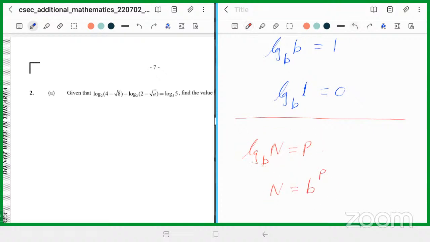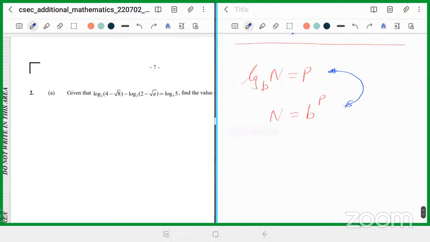You have to be able to go from this one to this and vice versa. So this implies this, and this implies that. You have to be able to go both ways. All right? Another thing I want to show you before we go. Two things I want to show you.